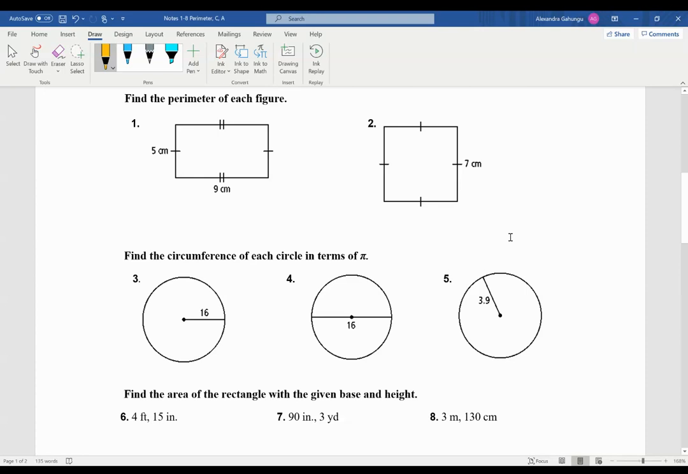Okay, so the other video had our formulas. Now we're going to use them. So here I have a rectangle. That means to find the perimeter, I'm going to take 2 times the base plus 2 times the height.